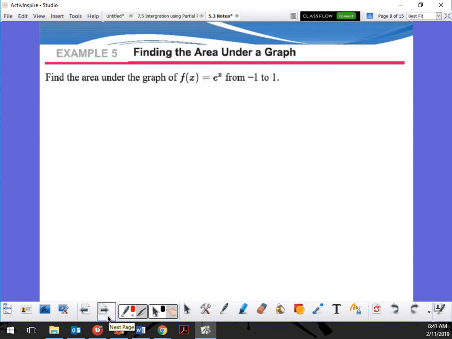All right, so hopefully this is not going to be too bad. Find the area under the graph. So for this problem, to find the area under a graph, I use the integral, and this is going to be from -1 to 1. So the integral from -1 to 1 of e to the x dx.